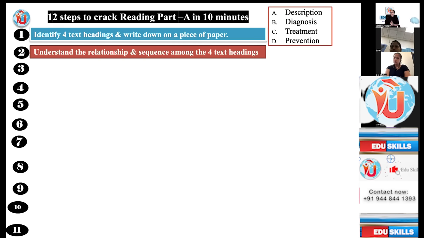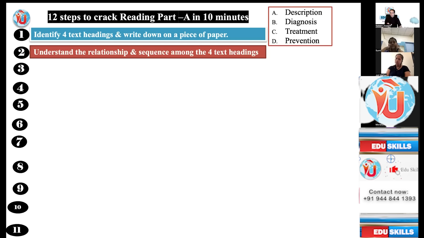Now, second step, try to understand, is there a sequence here? First one says description. It explains the disease or the condition. Second one speaks about diagnosis, something about investigation, all those tests and all things. Third one is treatment. After diagnosis, we have treatment or what you call medication. Then we have management, or here we have prevention. So there is a sequence. Try to understand this particular sequence or relationship.